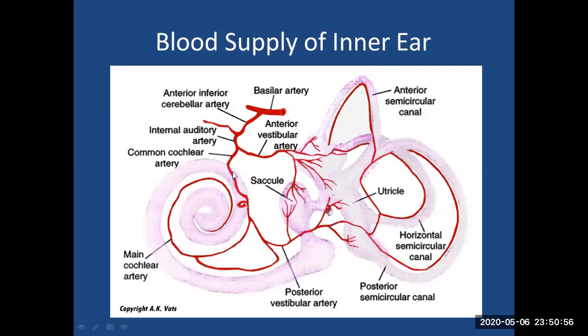The main cochlear artery is a branch of the common cochlear artery, and the common cochlear artery and the anterior vestibular artery combine together to form the internal auditory artery, or the labyrinthine artery. The labyrinthine artery is a branch of the anterior inferior cerebellar artery, and that in turn is a branch of the basilar artery. So the posterior vestibular artery and the anterior vestibular artery supply the labyrinth. The posterior vestibular artery mainly supplies the saccule and the posterior semicircular canal. The anterior vestibular artery mainly supplies the anterior semicircular canal, the utricle, and the horizontal semicircular canal.